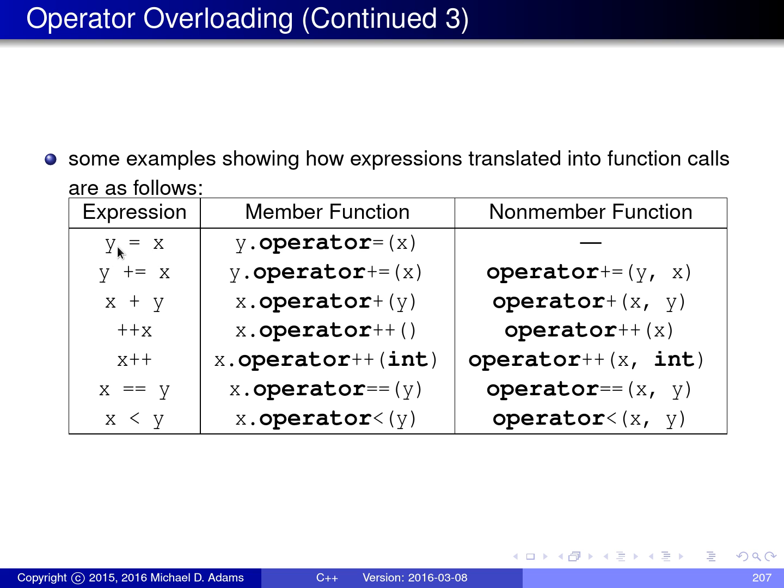The first operand of the assignment operator, the one on the left, will become the variable associated with star this inside the member function.